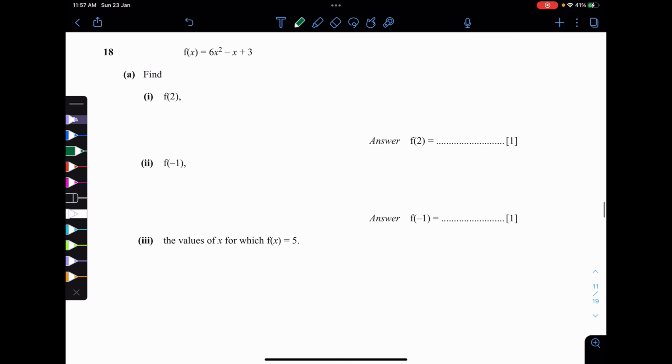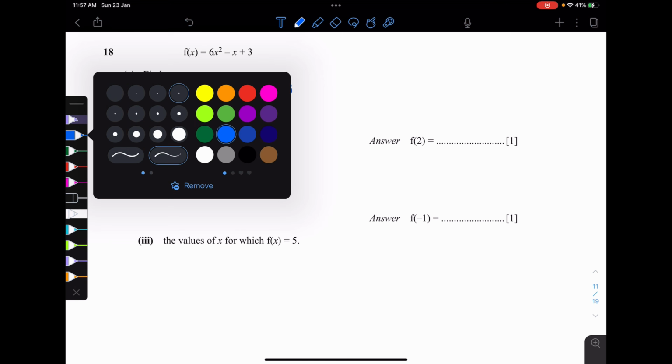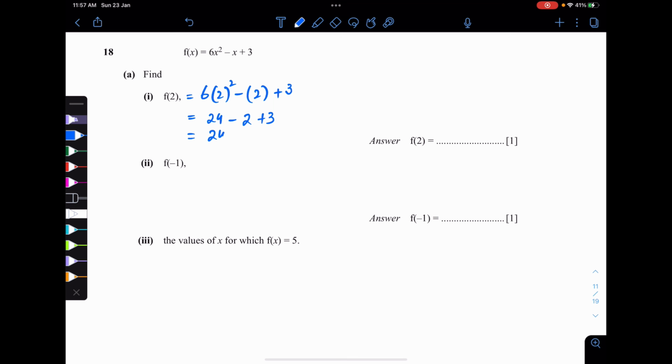All right. Let's go to question number 18. The first part is quite simple. It says f of 2. So that means you're just going to put 2. Whenever you're substituting any values in an equation, always use brackets. It's really useful. So this is 24 minus 2 plus 3. Okay, I'm making a lot of errors over here, but now this is fine. So this will be 24 plus 1, which is 25.